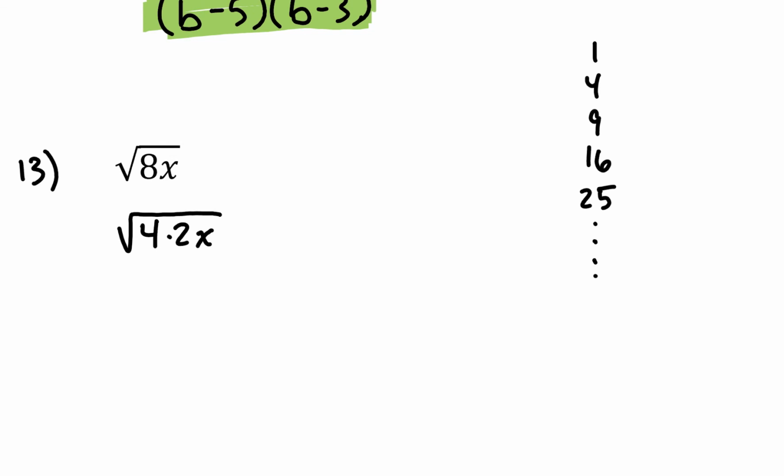And because the 4 is a perfect square, I'll break this up as the product of the square root of 4 times the square root of 2x. And again, because root 4 is a perfect square, I can now write this as 2 times the square root of 2x. So again, the square root of 4 is the 2 that I'm looking at here. So my answer is 2 times the square root of 2x.